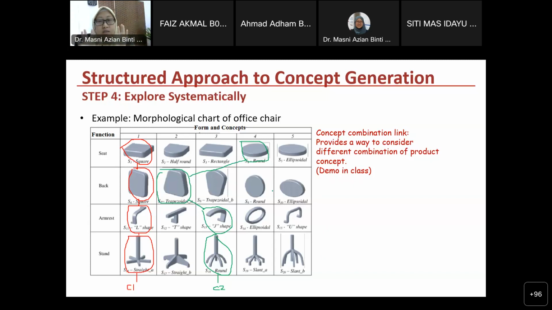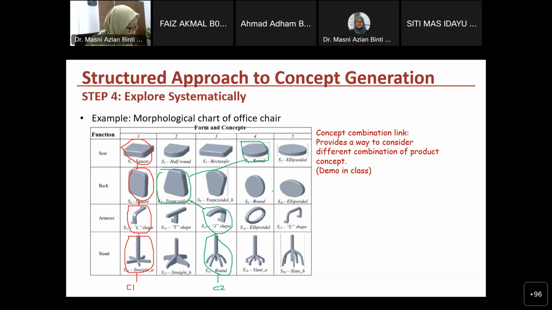So this is a systematic method for generating very different and unique ideas, a systematic way of establishing multiple design concepts, basically.